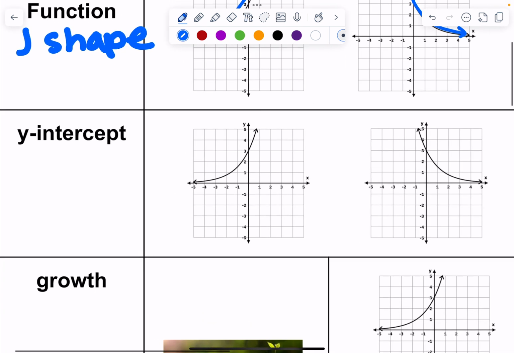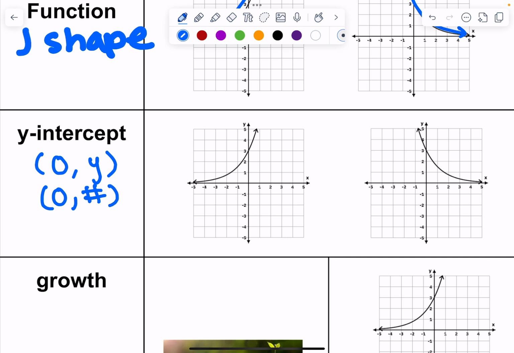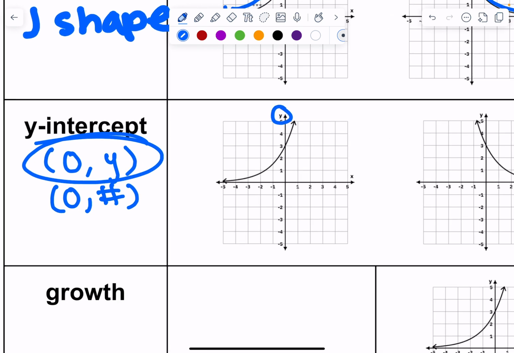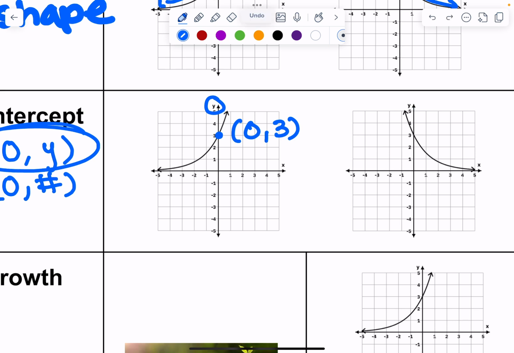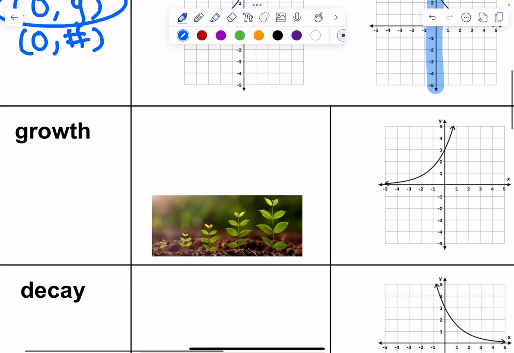So y-intercept, remember, y-intercept is always 0, comma y, or we can write 0, comma number, whatever you like. I like this more. So here, I know I'm looking at the y. Our y-intercept is 0, comma 3. If we look at the next one, we have the y line. If I'm looking at the y line, I touch 3 again. 0, comma 3, y-intercept.